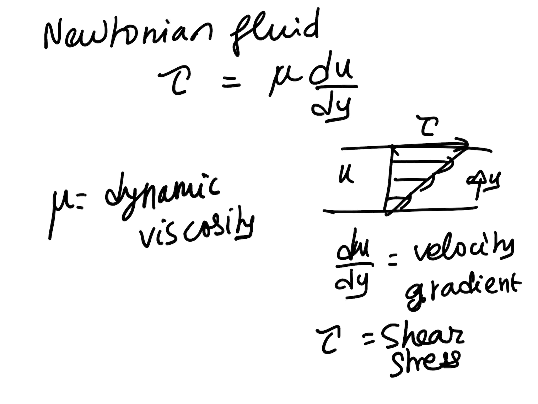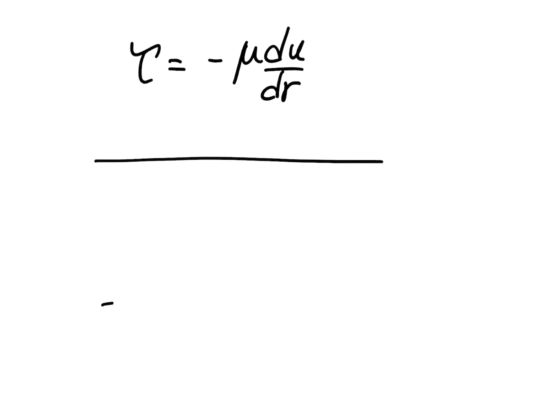Okay, you can think of it as tau changes along the direction in which u changes. In the notation associated with pipe flow, we write tau equals minus mu du by dr. Why do we include the minus sign?